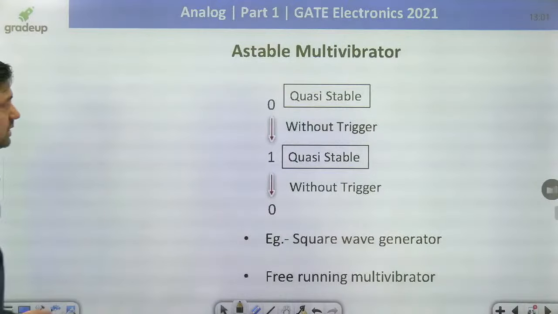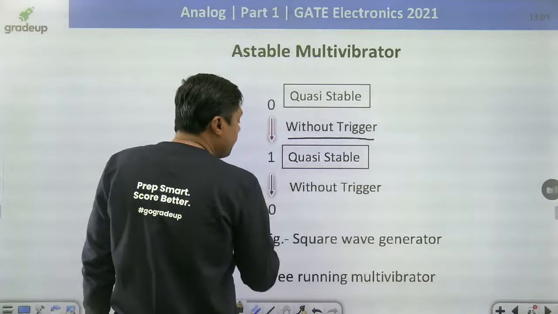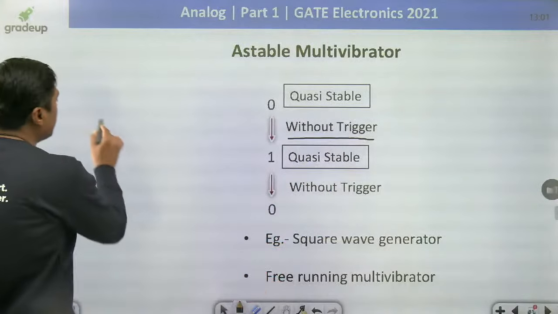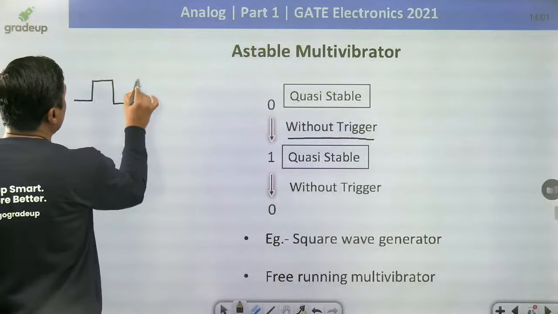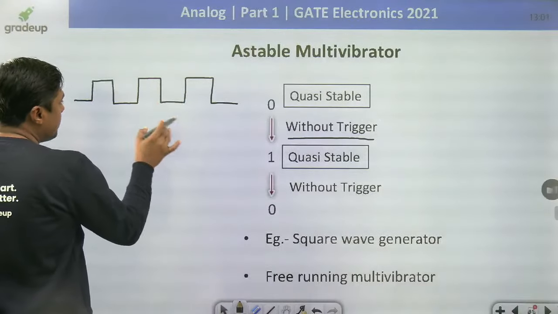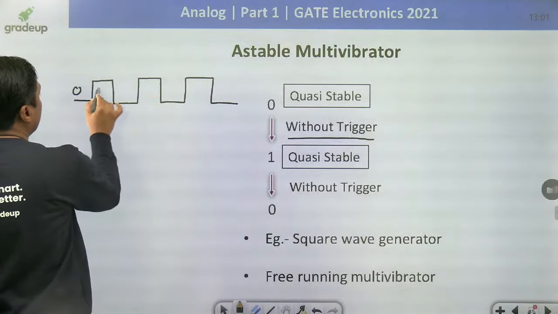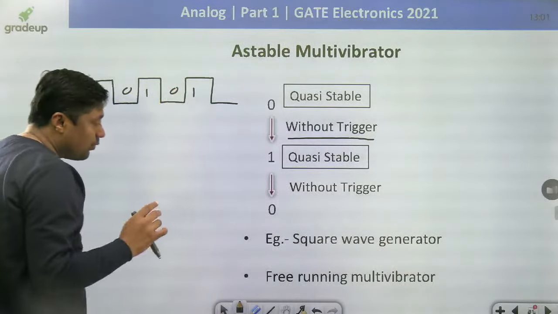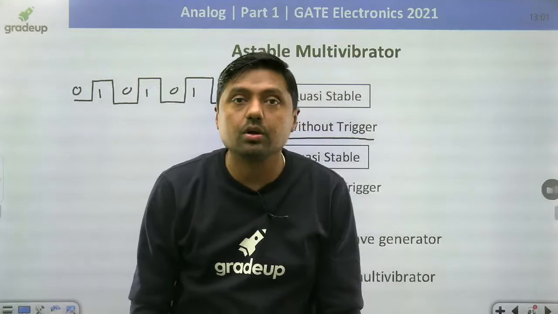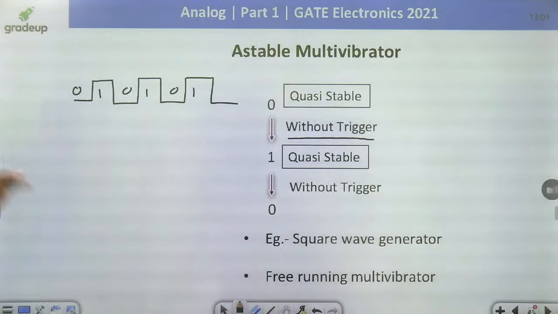Now, last point. Astable multivibrator: this goes 0 to 1, 1 to 0, without trigger. No need to apply the trigger. Always we are getting the output like this: 0, 1, 0, 1, 0, 1. Both the states are quasi-stable, no state is stable, and that's why it's called an astable multivibrator. Without any trigger. And that's why it is called a free running multivibrator or square wave generator.